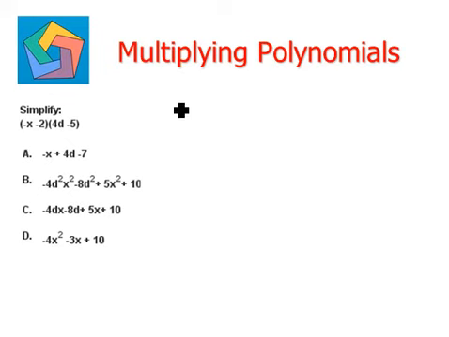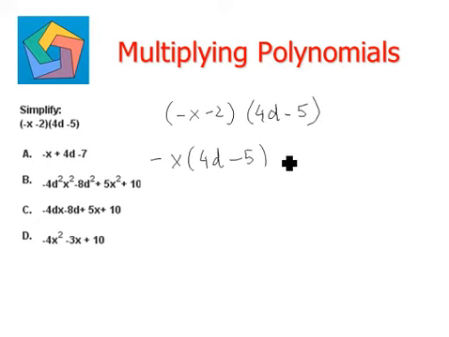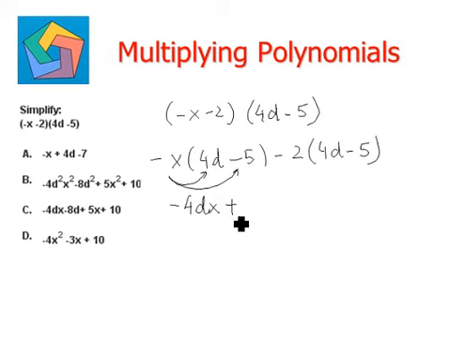Negative x minus 2 times 4d minus 5. Our rule remains the same. First term, second parentheses, second term, second parentheses again. Now we apply the distributive property. Negative x times 4d is negative 4dx. Negative x times negative 5 is a positive 5x. Negative 2 times 4d is negative 8d, while a negative 2 times a negative 5 is a positive 10.